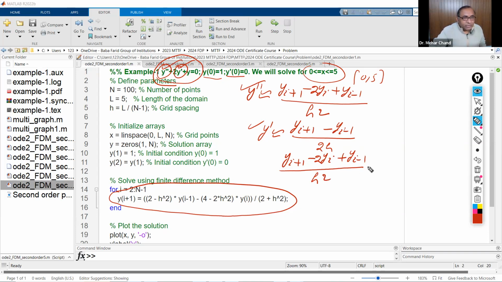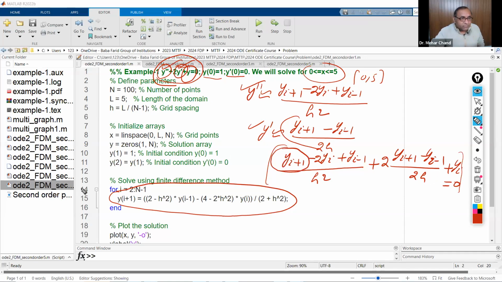Then we have plus 2y', and the value of y' we have is this one. We will put at its place (y_{i+1} - y_{i-1}) upon 2h. Then y becomes y_i, and the equation is equal to 0. After simplifying this equation in terms of what we want, for this value.